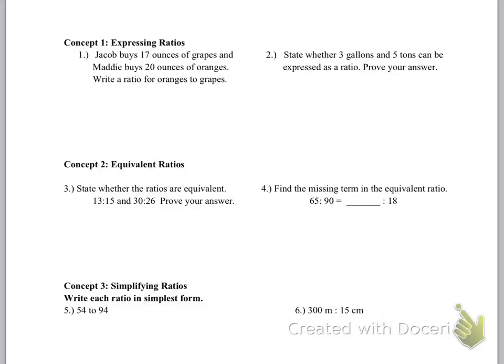Okay, concept 1 is talking about expressing ratios. So for me, as I'm reading it, I really like to point out the important information. It says Jacob buys 17 ounces of grapes and Maddie buys 20 ounces of oranges. So I know I have 17 of grapes, 20 of oranges. Now the key really comes into play when it says oranges to grapes. You have to pay attention because the order of this is actually written from grapes to oranges, but it asks oranges to grapes. So oranges is 20 to grapes is 17.